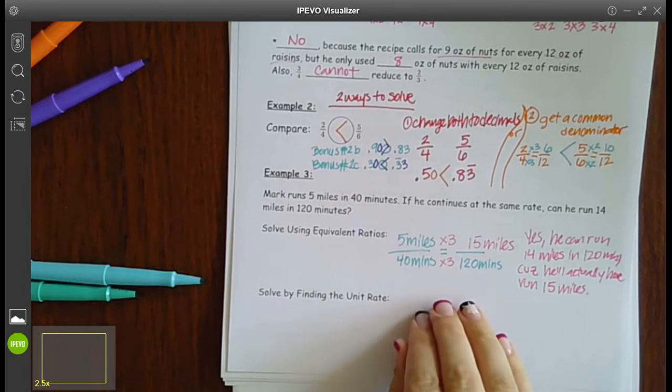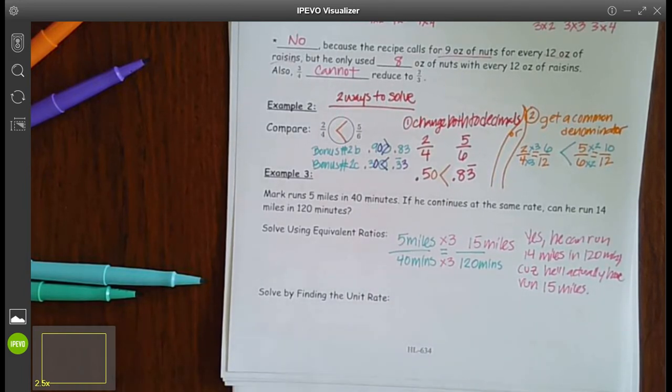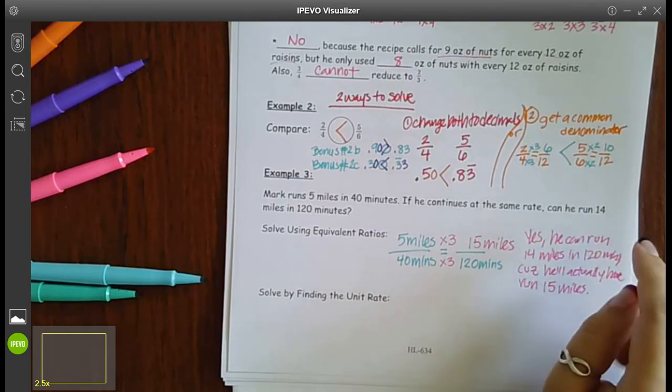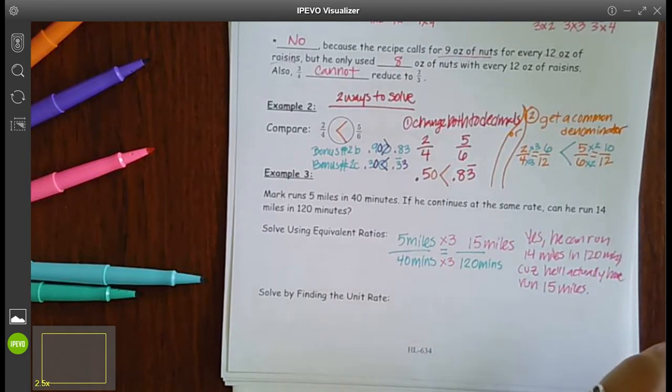Okay, well, then you can choose to do the unit rate. So what I do for the unit rate is you just have to think to yourself, it matters what goes on the bottom, right? Because for unit rate, the denominator is going to become 1. So how you decide what to put in the denominator is they said, can he run 14 miles in 120 minutes? So let's get the denominator, miles, to become 1. Then I can just multiply it by 14 and see how long it'll take.